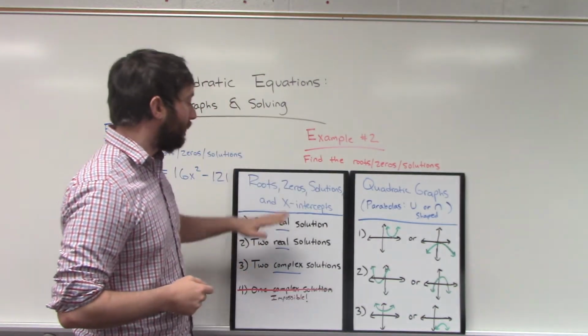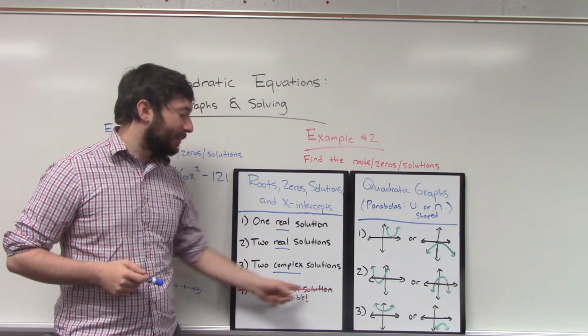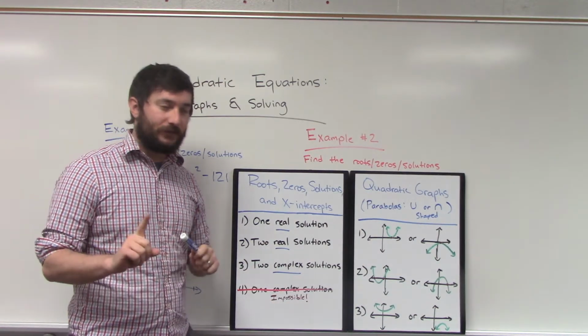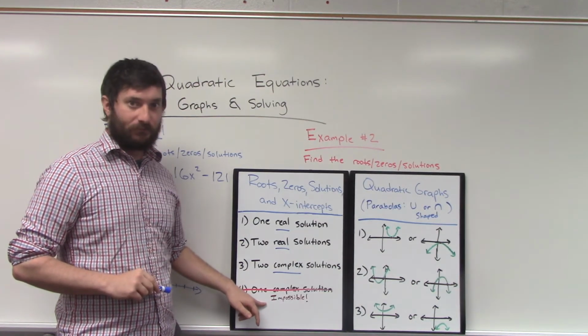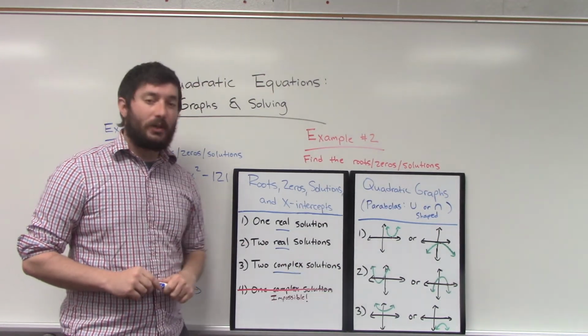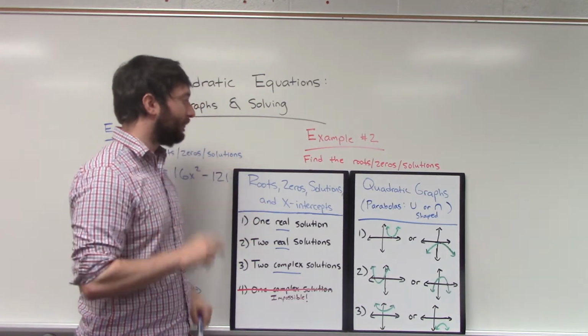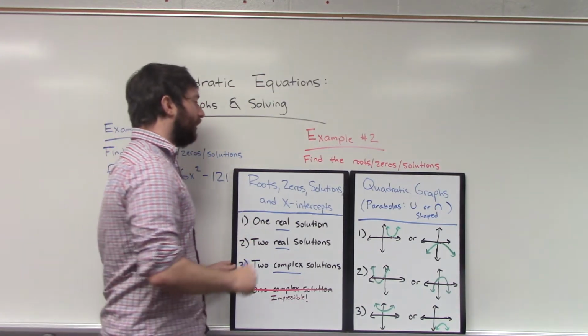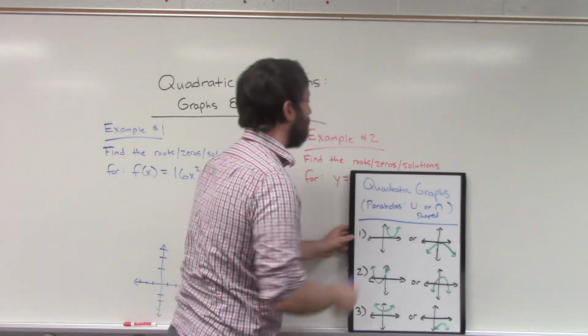So this is important. Notice that you cannot have one complex solution to a problem. There's a reason for this. We're going to get to that shortly, but remember this is impossible. Okay? Complex solutions always come in what's called conjugate pairs. Pairs means two.